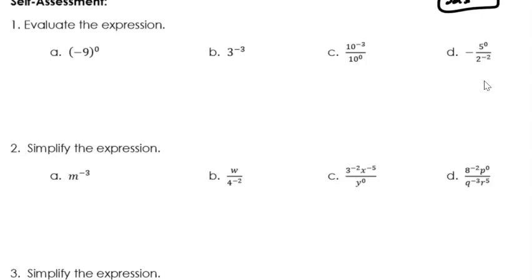Okay, so on this first one, we have -9 to the 0 power. And so the 0 is applied to all of this. Anything to the 0 power turns into 1. So the answer is just 1.